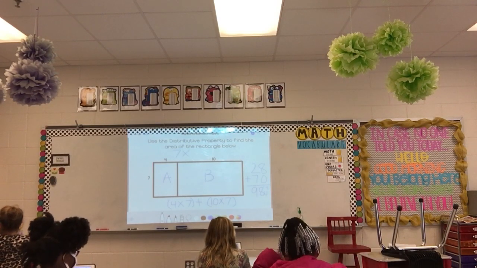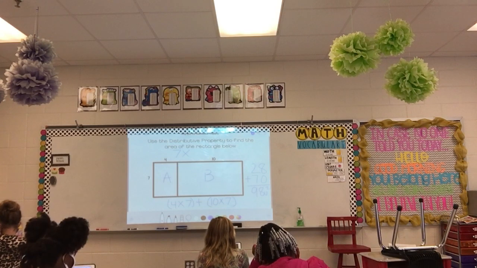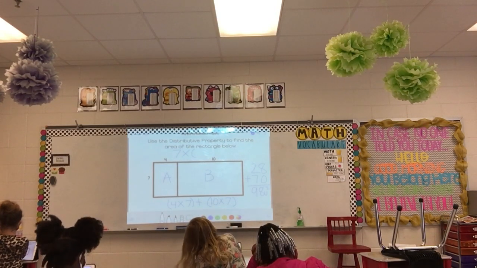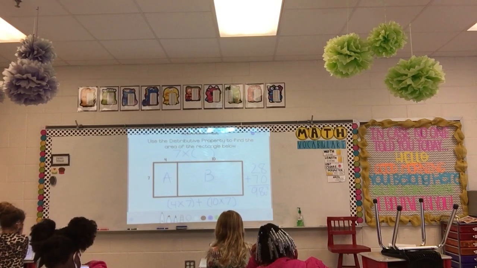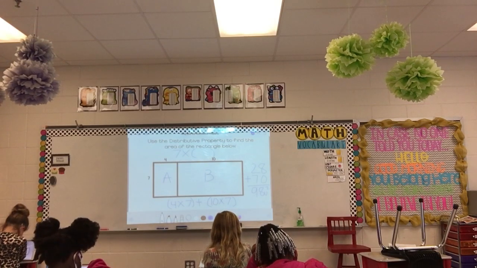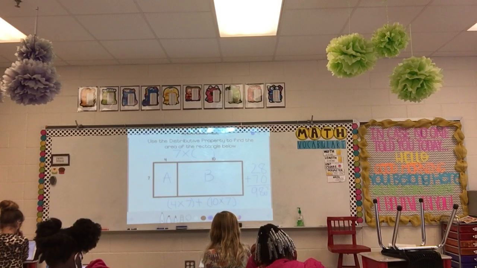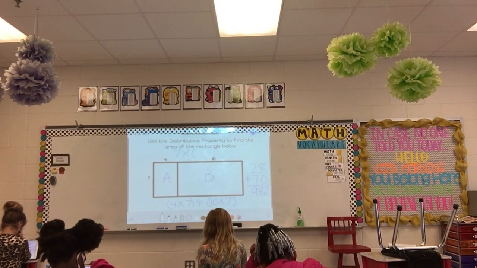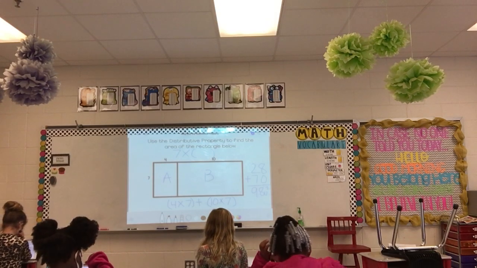Times, because remember, we're finding our original length and width, so we have to have a multiplication sentence there, right? Okay? Now, what operation are we going to have in our parentheses? Plus. We're going to have an addition here because we're bringing our two lengths together to one length. We are uniting them together.